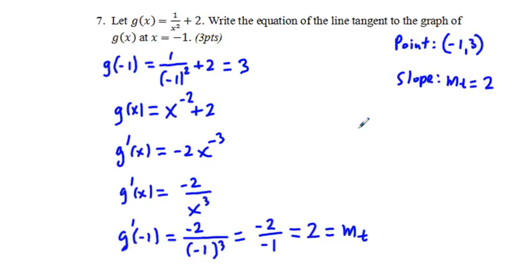So now for our equation, we're going to have y minus y1, and that's y minus 3, is equal to m times x minus negative 1, which is going to be x plus 1. So this is going to be our answer right here in black.